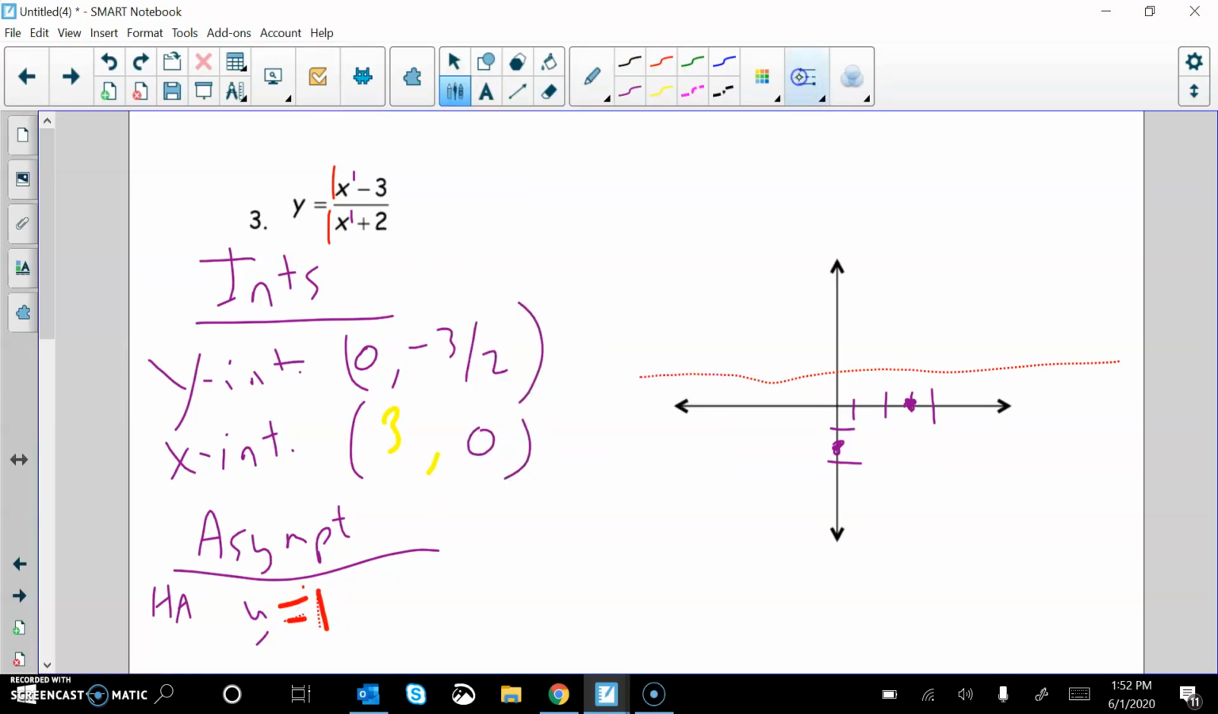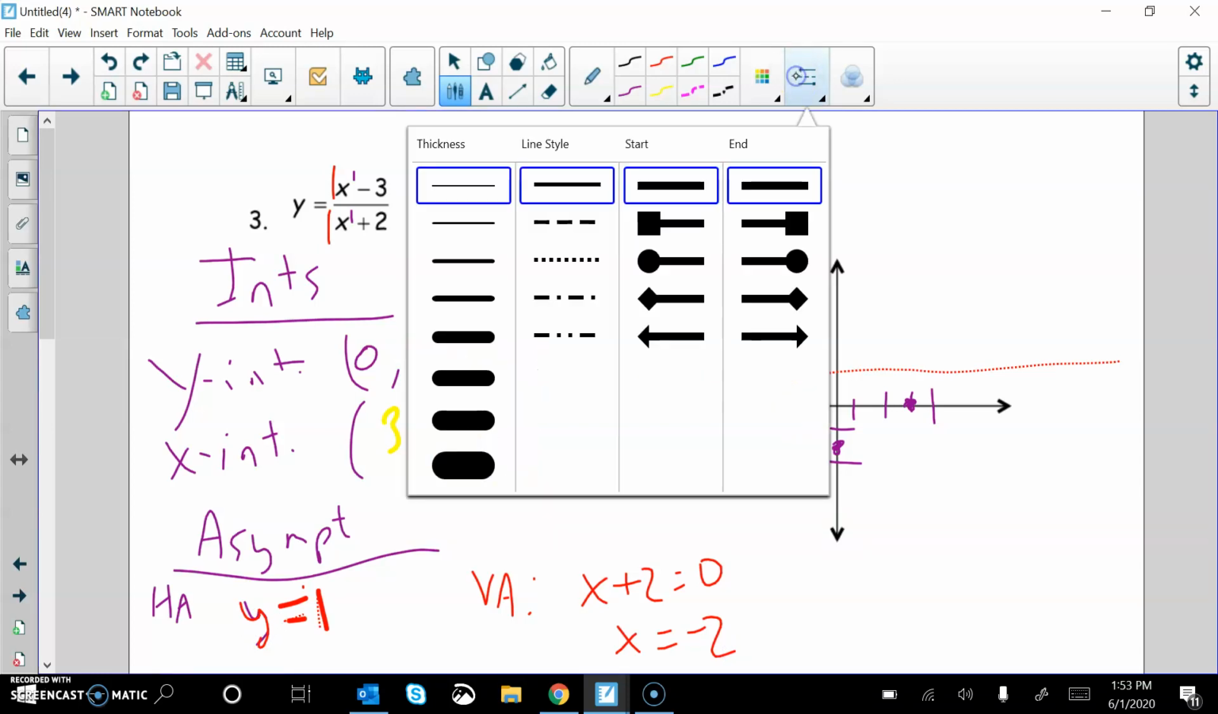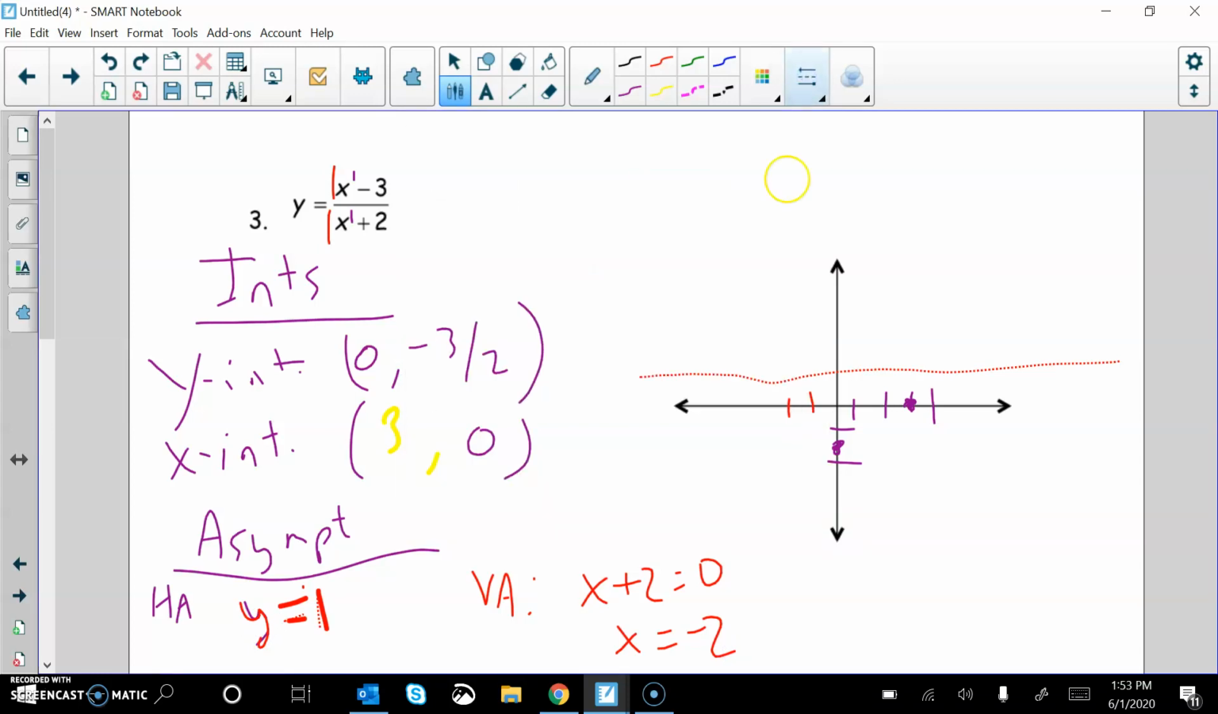All right, vertical asymptotes. That's when your denominator is equal to 0. That occurs when x is negative 2, and that's also the equation for that. So 1, 2. So there it is.